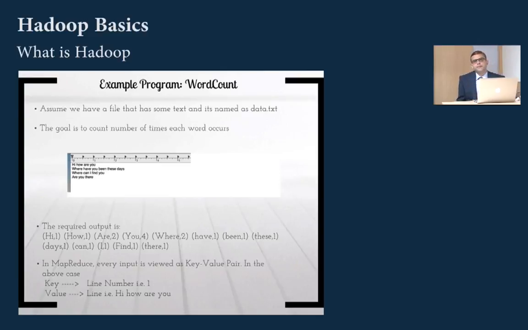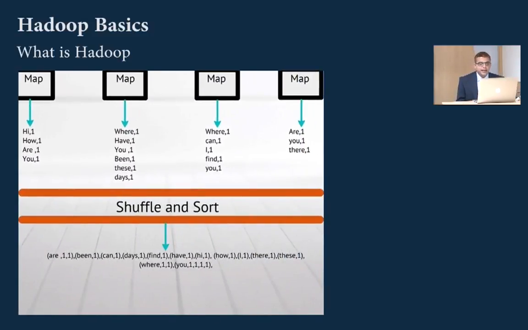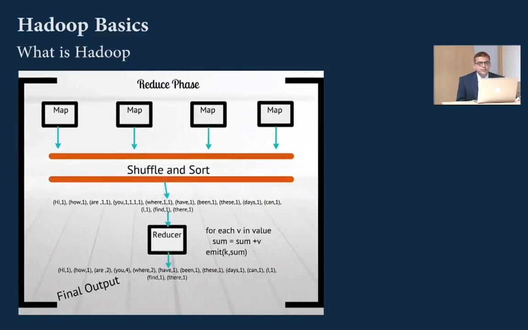Now let's say this was a very big file and it was 512 MB. It would be cut into 4 blocks and there would be 4 mappers running. The map function reads one record at a time and the output that you get is hi one, how one, R1, U1 and so on. Once all the mappers are done, there is a massive shuffle and sort phase where all the data comes together. That's where you have R11, bean1, can1, days1 and so on. In the reduce phase, you add everything up and you get your final output, that is the word count.